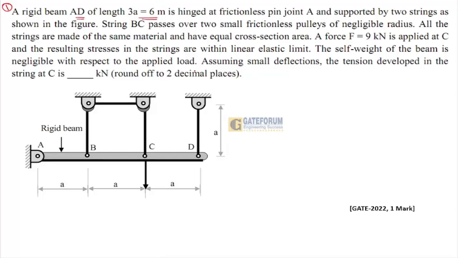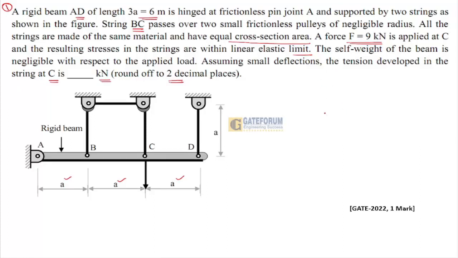Students, when we go with the first question: the rigid beam AD of length 3a, equal to 6 meter, that is 1, 2 and 3, with a frictionless pin joint at A and supported by two strings as shown in the figure. String BC passes over two small frictionless pulleys of negligible radius. All the strings are made up of the same material and have equal cross-sectional area. Force is 9 kN which is applied at point C, and resulting stresses in the strings are within linear elastic limit. The self-weight of the beam is negligible with respect to the applied load. Assuming small deflections, the tension developed in the string at C is dash kilonewtons, round off to 2 decimals.